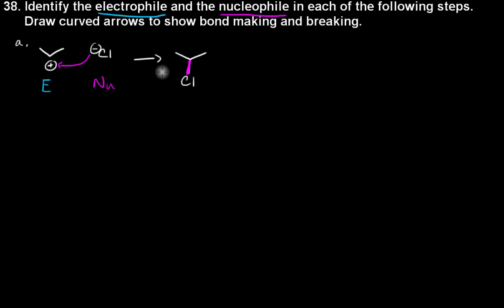Okay, and because this chlorine started off with, let's say, 1, 2, 3, 4, 5, 6, 7, 8 electrons, one of these lone pairs was used to form this new bond, and the other 3 lone pairs are still there. So they're still going to hang out around the chlorine, and that's going to be our neutrally charged species at the end.